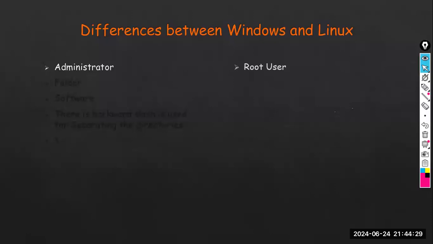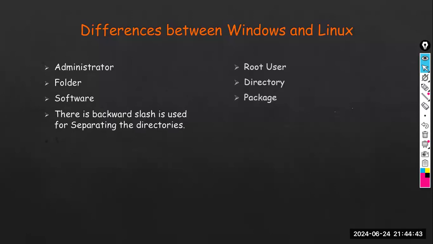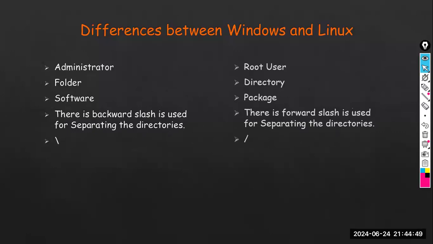In Windows, we call it folder. In Linux, we call it directory. In Windows, you call it software, like install PuTTY software, Chrome software. Here you call it package. Here we use backward slash. Here we use forward slash for separation.